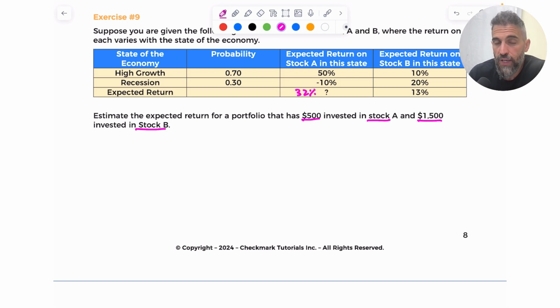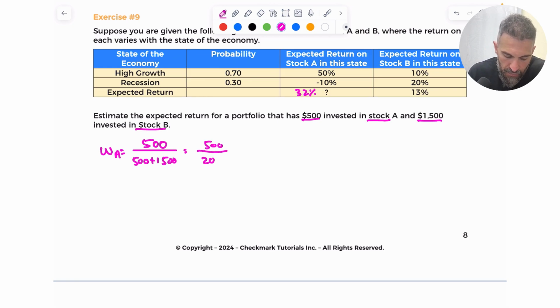So let's start by finding our weights. The weight of A is the total amount of money you have invested in A, in that case 500, divided by the total amount of money you have invested in both of them. So that would be 500 plus 1,500. In other words, you have 500 out of $2,000 invested in A, which is 25%. So the weight of A is 25%.